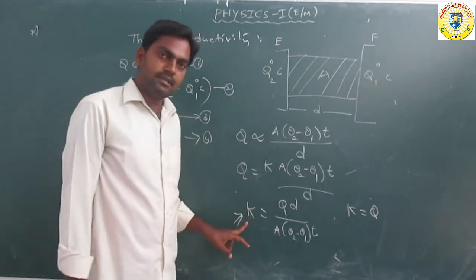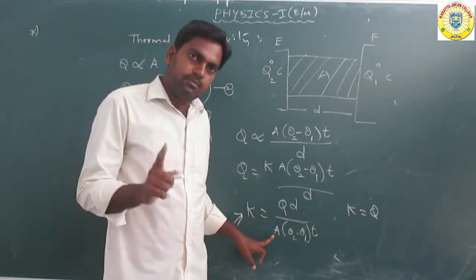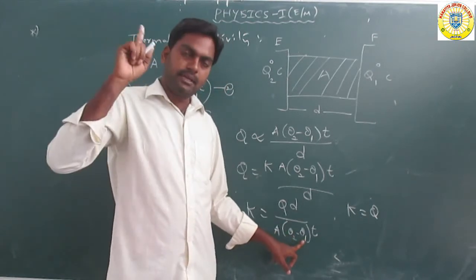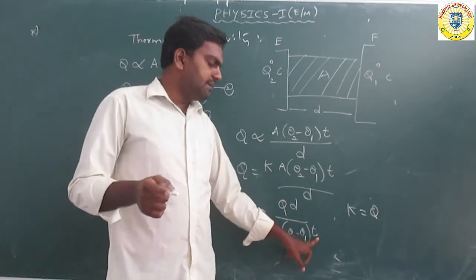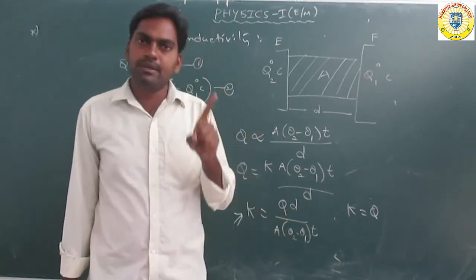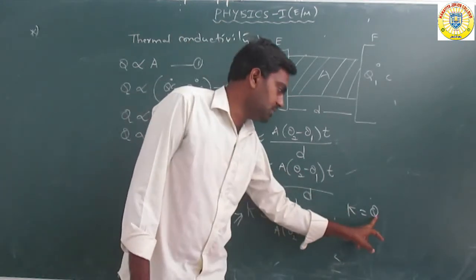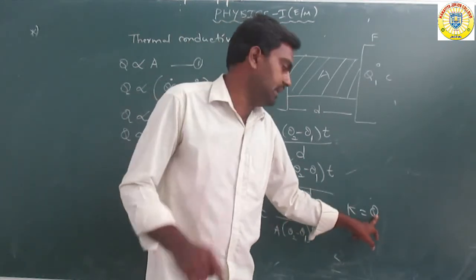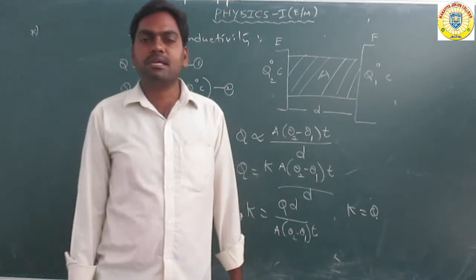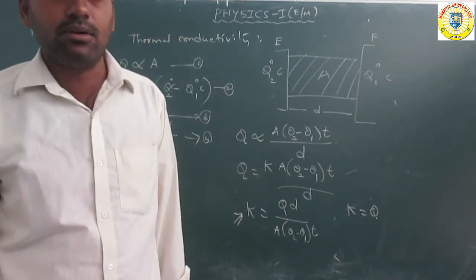What is the meaning of the coefficient of thermal conductivity? D is taken as 1, A is taken as 1, and theta 2 minus theta 1 is taken as 1, that is 1 degree C. T is equal to 1 second. So these are all taken as 1 unit. In that particular situation, the conductance of the heat is known as the coefficient of thermal conductivity. Got it?